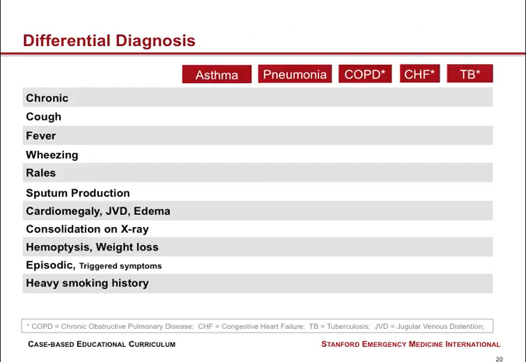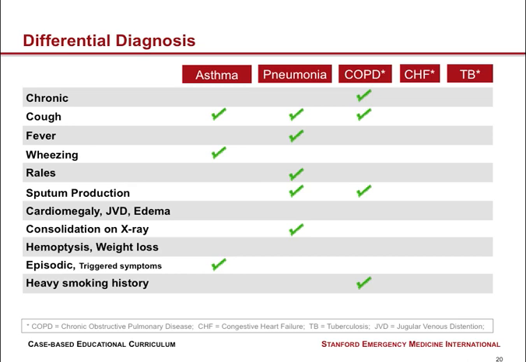So, to put this all together, let's look at these signs and symptoms side by side between the different disease processes. Like we said, asthma has a cough, wheezing, and is episodic. There's triggered symptoms. Pneumonia has these characteristics, but distinguishing it are the rales and sputum production, as well as consolidation on an X-ray.